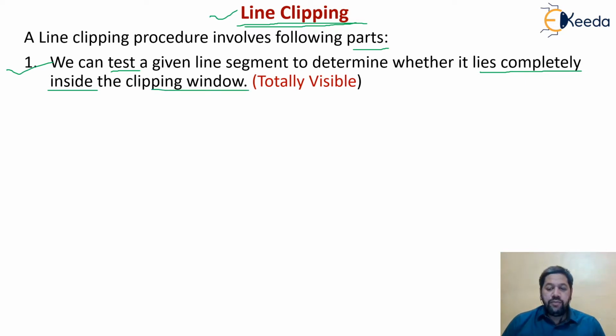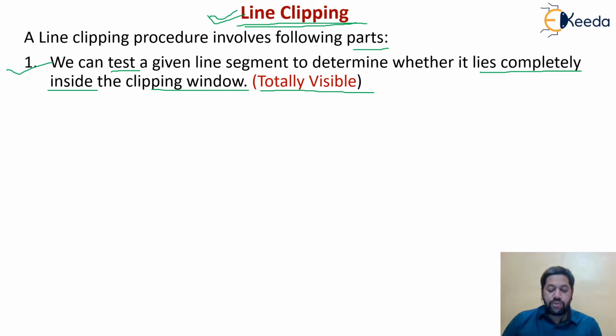What is my first visibility test? My first visibility test is whether the line segment that I want to clip lies completely inside the clipping window, meaning both the endpoints are inside. Then I call that line totally visible. Totally visible means the line is totally inside my clipping window.